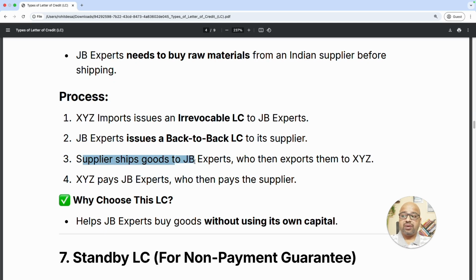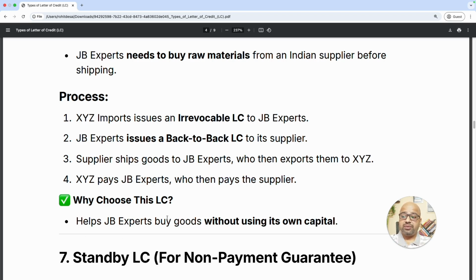So the supplier ships the goods to JB Experts, not directly to the buyer. Goods are sent to JB Experts, then JB Experts exports to XYZ. Then XYZ pays JB Experts, who then pays the supplier. It's all LC, which is automated. You don't need to do anything. Soon my LC is paid, and the further LC is honored there. So that is how the whole thing works.